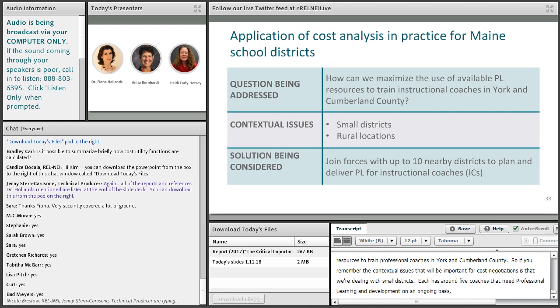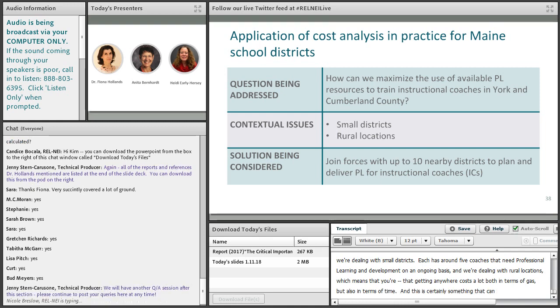And we're dealing with rural locations, which means that getting anywhere costs a lot, both in terms of gas, but also in terms of time. And this is certainly something that can serve as a deterrent to participation, because you're not paying people for their travel time usually. The solution being considered, as you heard, is to join forces with up to 10 nearby districts to plan and deliver professional learning for the instructional coaches.